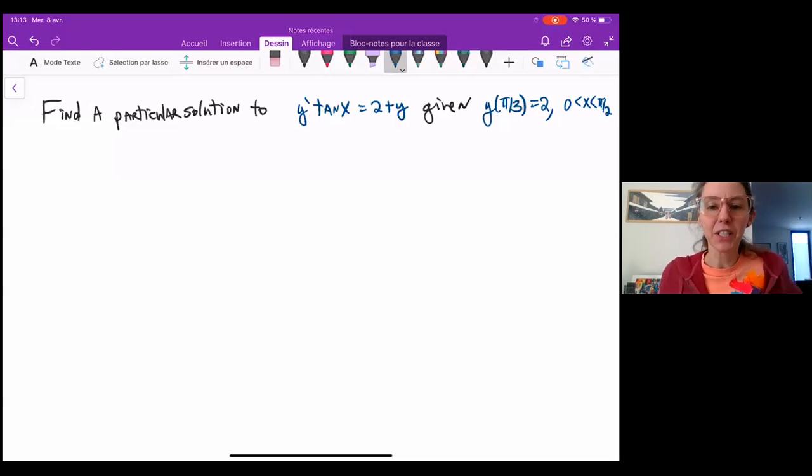Hi guys, Audrey here. So this time we're going to do a differential equation that has two special things going on. The first is that it has a trig function, and I know how much you all love trig functions. So this one has tangent x, plus we have an initial condition, so we're going to actually have to evaluate trig functions somewhere. This is 0 is less than x is less than pi over 2.